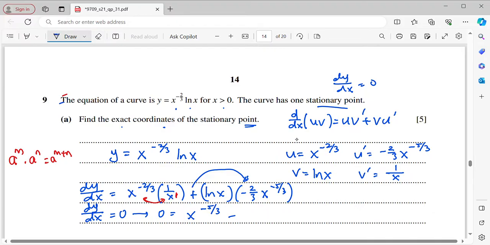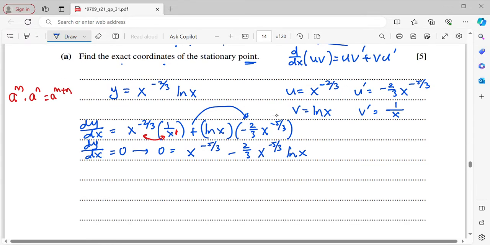Okay, so it should be negative 2 over 3 x to the power of negative 5 over 3, then ln x. From here, I notice that x to the power of negative 5 over 3 is in common. Then you factorize the common term, you get 1 minus 2 over 3 ln x. Okay, so now when the multiplication of two terms equals 0, it means that one of them must be 0.